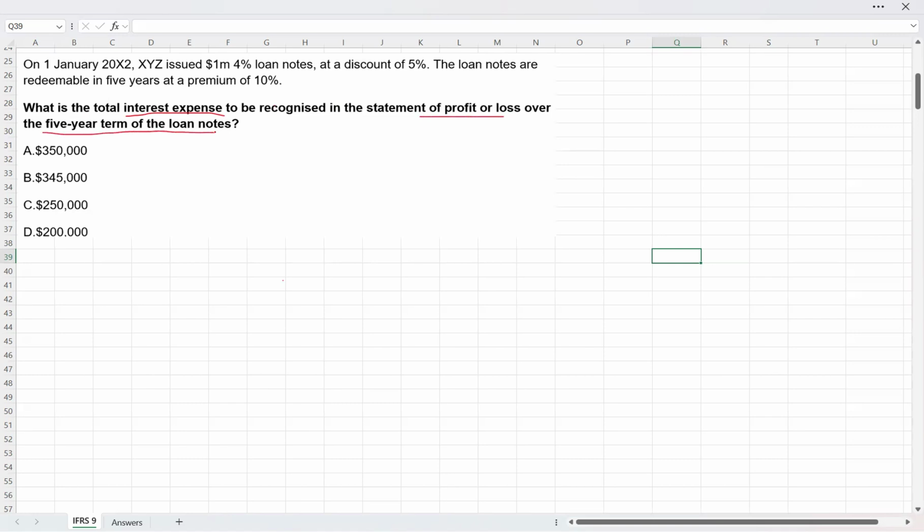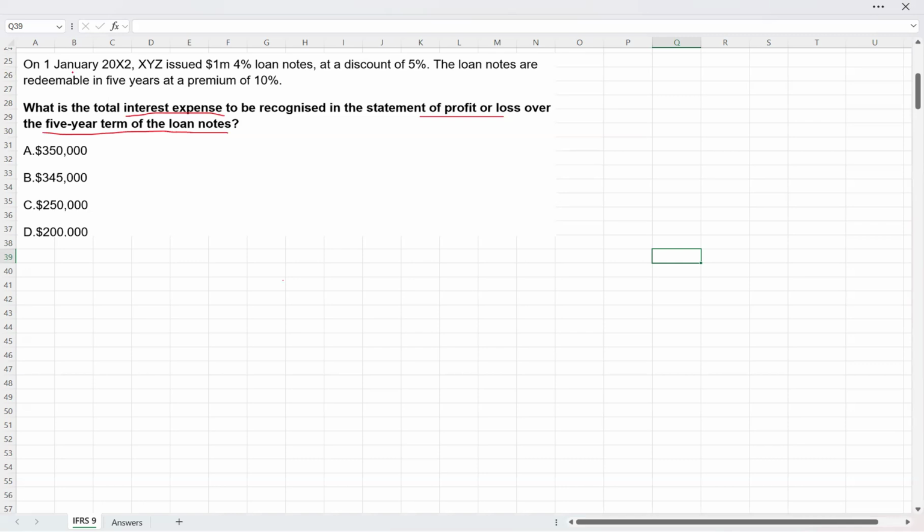So this is a different question. Usually we are trying to calculate the interest expense for the year ended. Here they say, what is the interest expense to be recognized over a period of 5 years? So the requirement is not for a year, it is a requirement for the whole 5-year period for which this loan note has been issued.